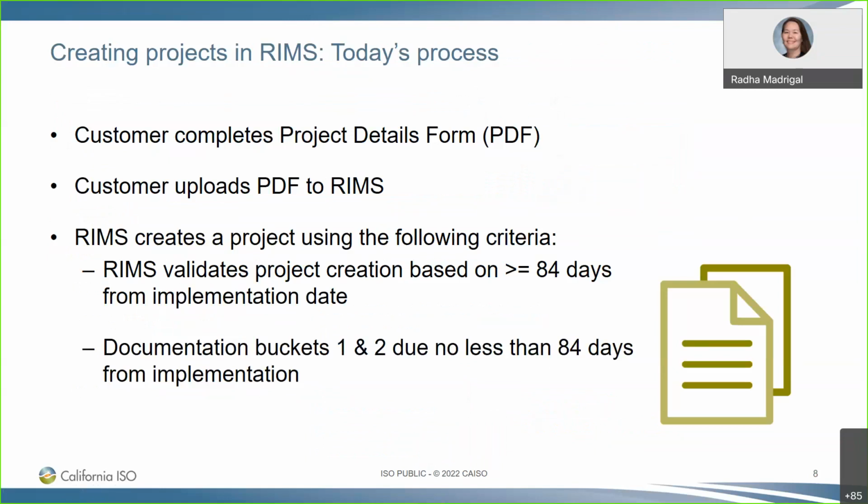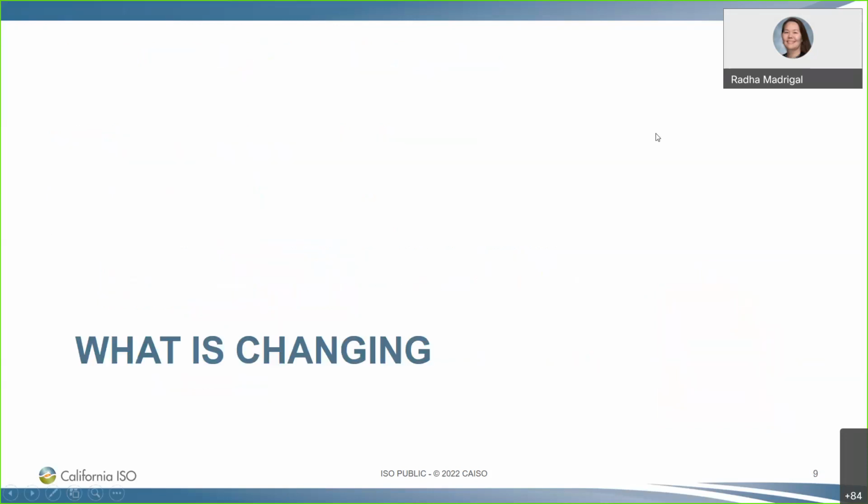Today, the current process is that when you are wanting to implement a new project, you will create a project details form. You'll upload that into the RIMS application, and then RIMS today creates deadlines or validates your project creation based on whether or not it's greater than or equal to 84 days from your implementation date. And today, those deadlines for submitting documentation into those various buckets have a due date of no less than 84 days from implementation. That is what we are changing.